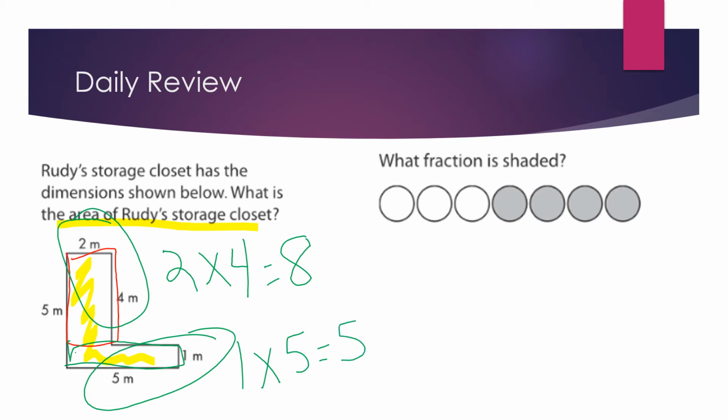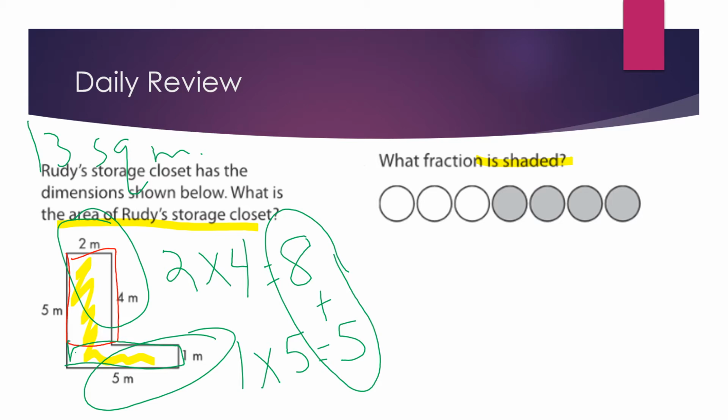Now I'm not done yet because remember I want to know what the total area is. So I'm going to take these two numbers and add them together. And when I do that, I'm just going to write it up here. I have 13 square meters. Okay, 13 square meters. My next one's going to ask me about what fraction is shaded.